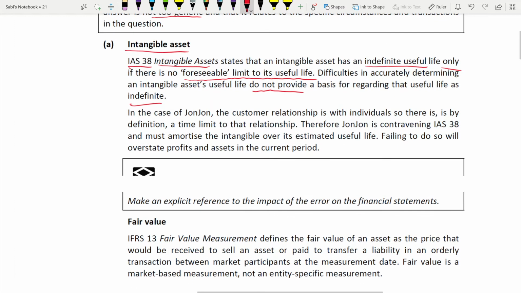Next paragraph. Leave a line, go to the next paragraph. In the case of Jonjon, now we are specifically referring to the company, because the company also did exactly the same thing. So now you have to say that no, you're not allowed to do that. So in the case of Jonjon, the customer relationship is with individuals, so there is by definition a time limit to the relationship. We are talking about customer relationship.